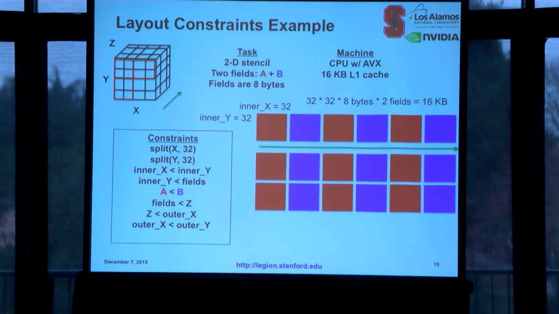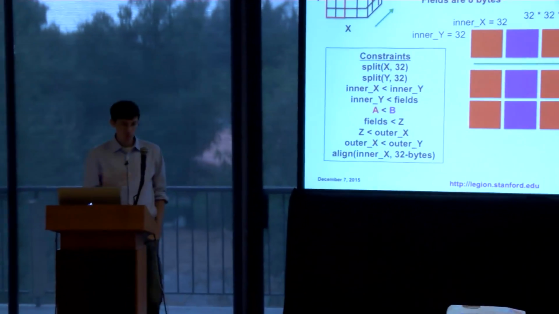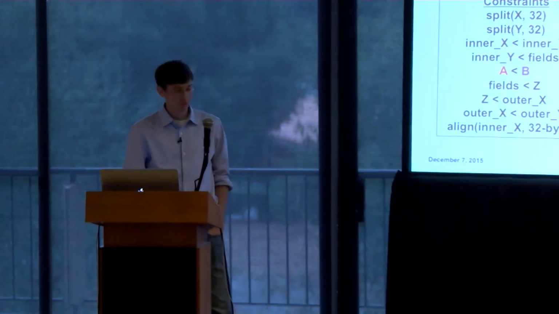And finally, because we're doing AVX instructions, we want the inner x dimension to be aligned on a 32-byte boundary. The reason for that is we want nice, dense SSE or AVX vector loads. Those have to be aligned on a 32-byte boundary, so you get the fast version. So this constraint language allows you to specify all these properties of how we're going to do data layout for a particular physical instance of our logical regions. It gives you a very, very expressive way of describing data layout so you can get really, really good performance.